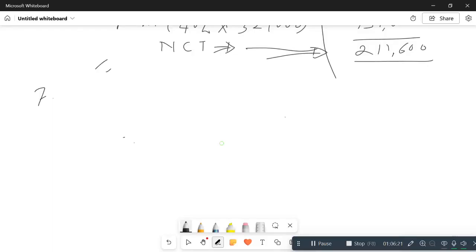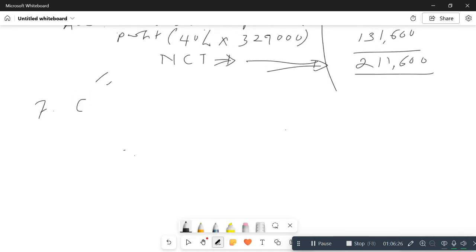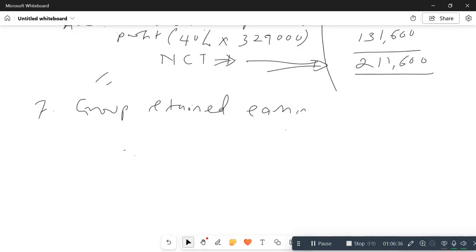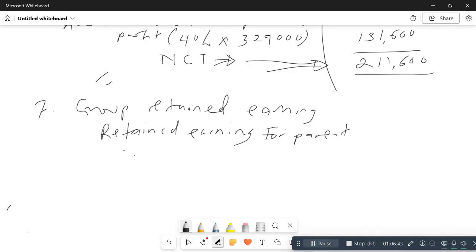For group retained earning, we are going to combine retained earning for parent, retained earning for subsidiary, and if we have any profit from associate, we add it here.